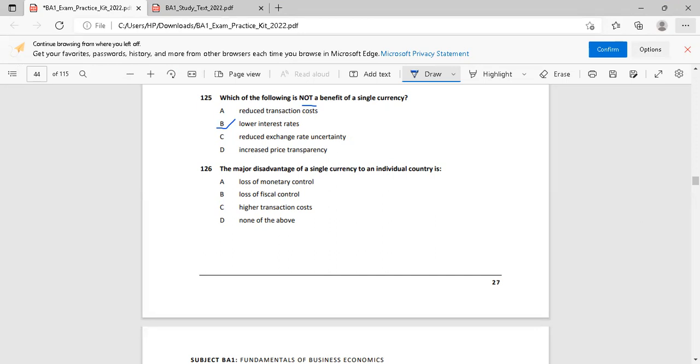monetary control, loss of fiscal control, higher transaction costs, none of the above. See, is it monetary control?